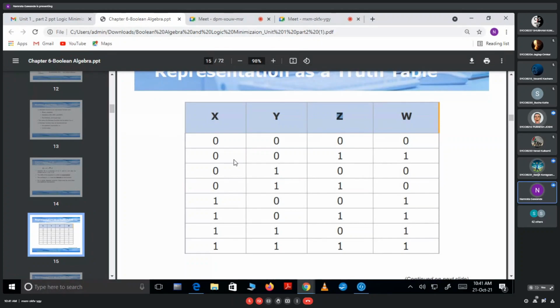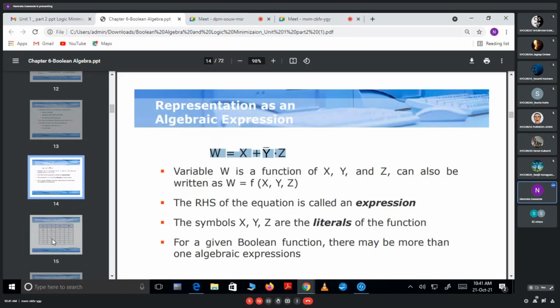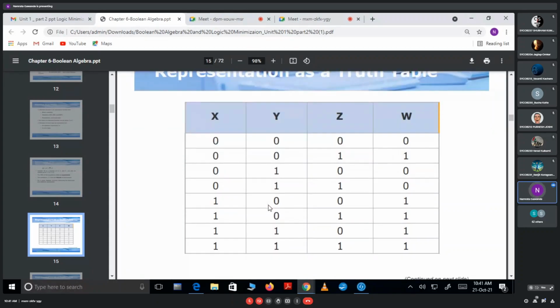8 combinations, right? It starts from 0, 0, 0 and the last one is 2 raised to power 3 minus 1, because it starts from 0, so 8 minus 1. The last decimal is 1, 1, 1. Why have we taken 3? Because we are representing this truth table for this equation, so three variables, three literals are taken, and all the possible combinations are listed: 0 0 0, 0 0 1, 0 1 0, 0 1 1, 1 0 0, 1 0 1, 1 1 0 and 1 1 1.